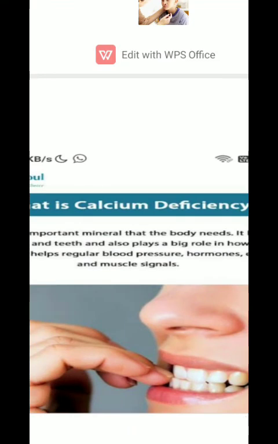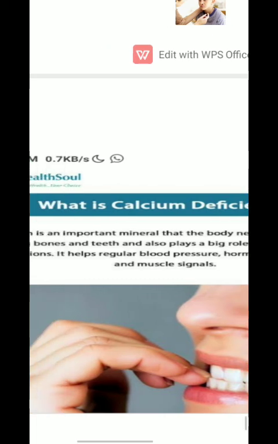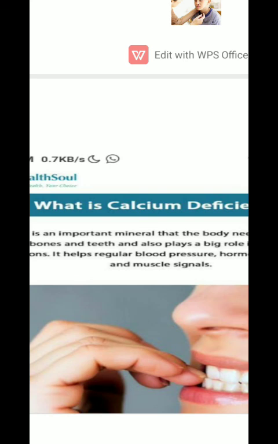Now the other disease which we are going to discuss is caused due to the deficiency of calcium. As we all know, calcium is necessary for the formation of bones and muscles, and if there is a lack of calcium, then there will be bone deformities, and the teeth will not develop properly.